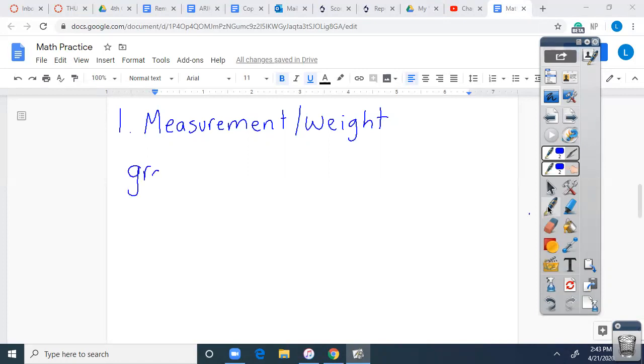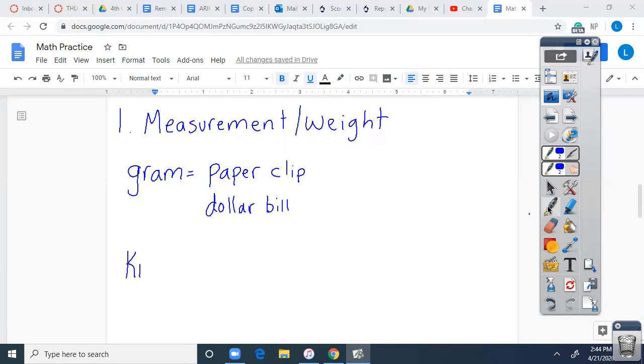A gram equals pretty much the weight of a paper clip or a dollar bill. Okay, it's very, very, very light. A gram does not weigh a lot. Okay, it's about the weight of a paper clip or a dollar bill.